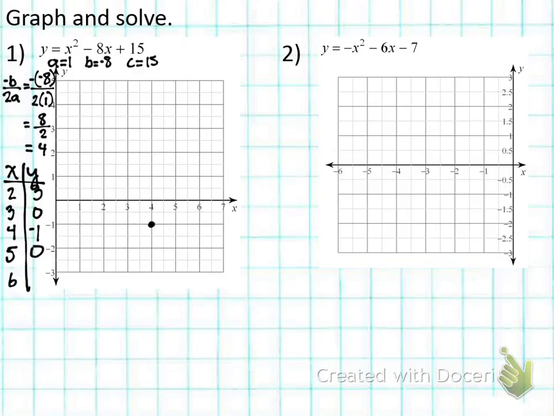Then we have 6. Last one, 6. 6 squared is 36. Negative 8 times 6 is negative 48. Plus 15. 36 minus 48 is negative 12. Negative 12 plus 15 is 3. Okay? So now I have all my ordered pairs here. I know that (4, negative 1) is my vertex. I already plotted that, so this is my vertex right here. Then I have (2, 3), (3, 0), (5, 0), and so forth.